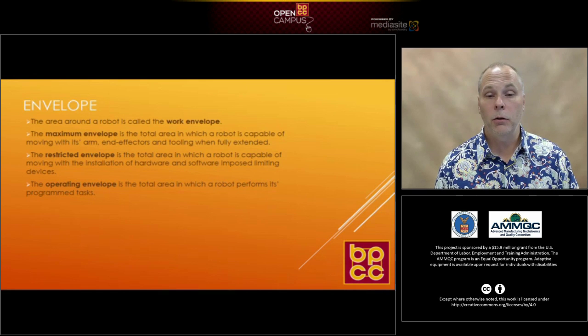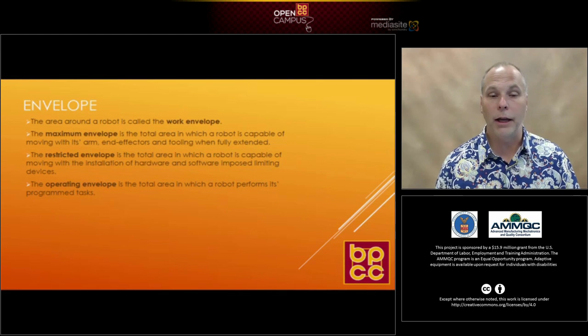The attached video talks about the work envelope. There are 3 different types of work envelope. You have the maximum work envelope, which is the total area in which the robot is capable of reaching out and touching you, I should say, with all the end effectors and everything else fully extended. That is its maximum envelope.